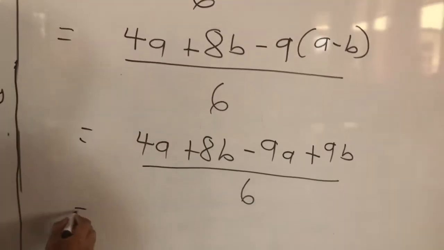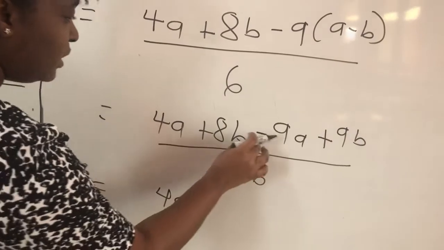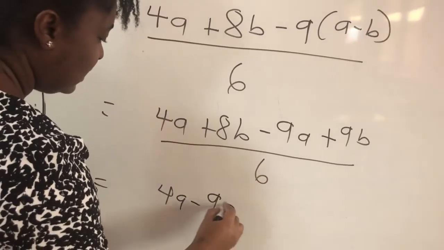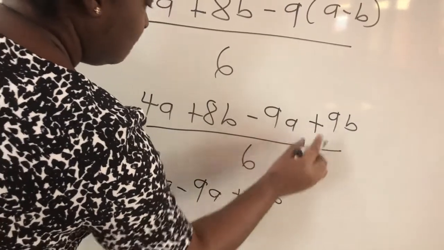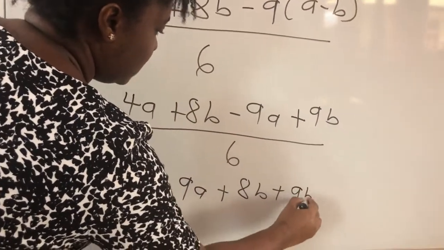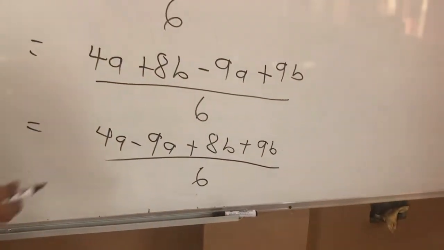When you get here, what do you do? You group like terms. So 4A will go with 9A. So you have 4A. The operating sign is minus 9A. Then a plus 8B. Then a plus 9B. All over 6.